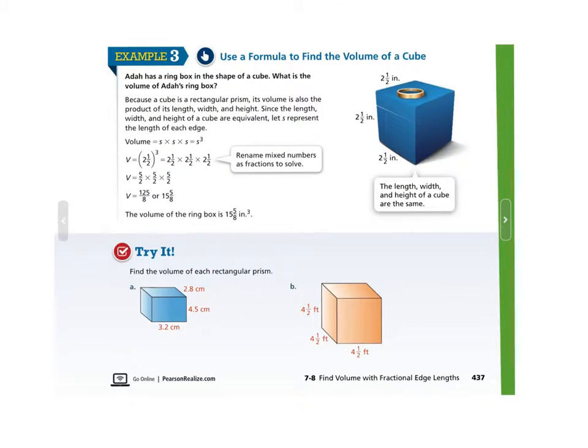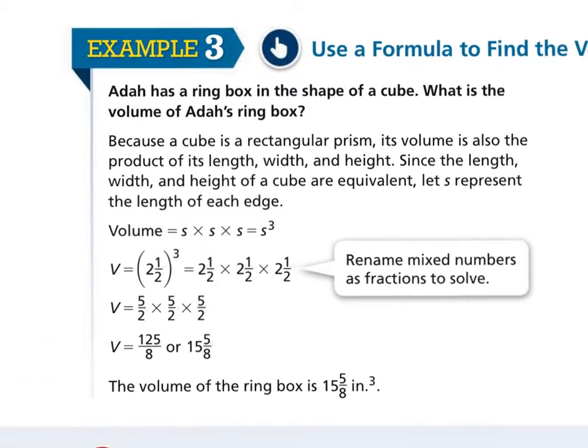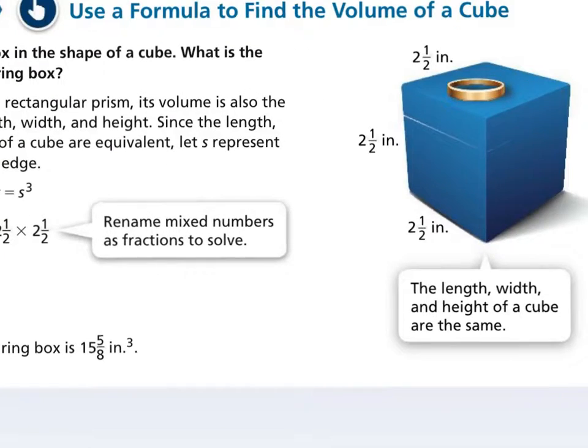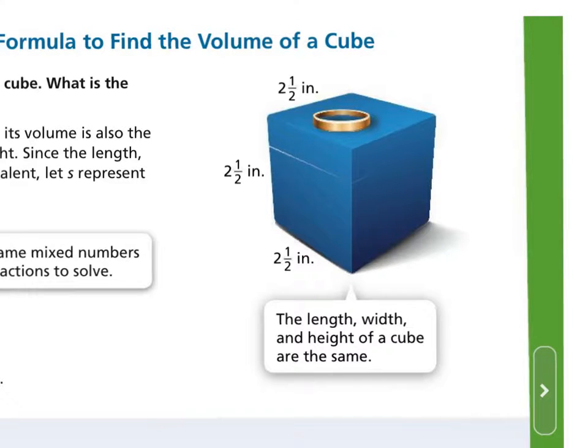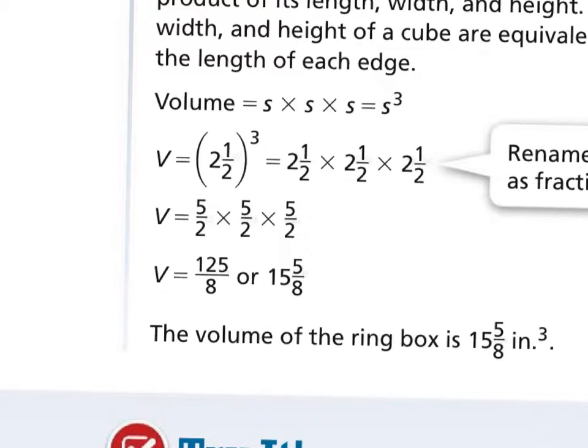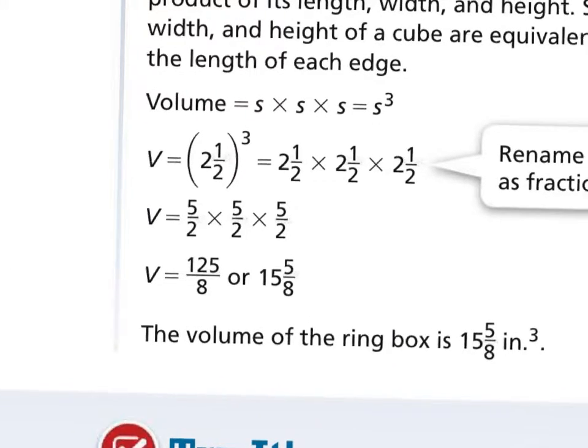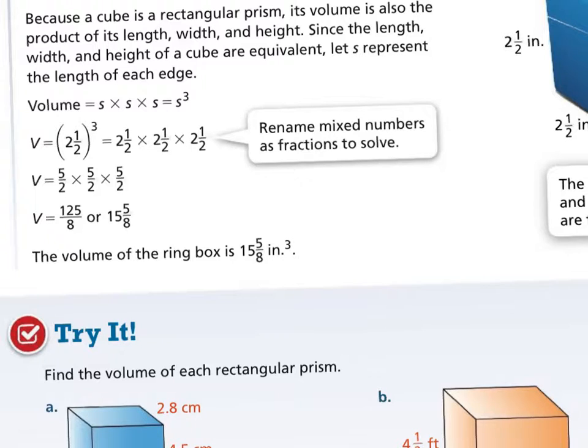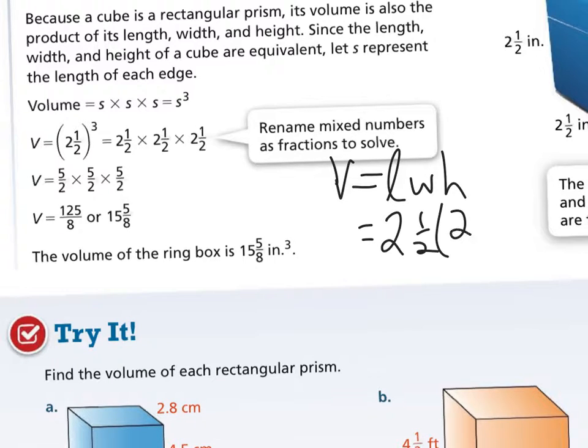Example 3. We have a ring box in the shape of a cube. What's the volume of the ring box? So there's the dimensions. This is a cube, so the book's saying our length, width, and height are all the same, so we can just cube that side length. That's fine. Or you can do length times width times height, like we've done on all the other problems. Okay, so 2.5 times 2.5 times 2.5.